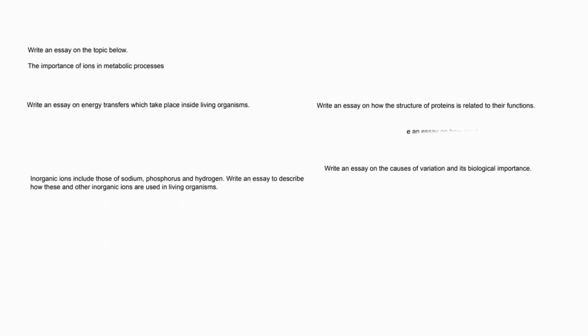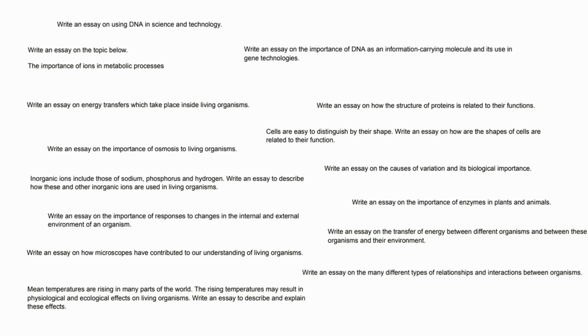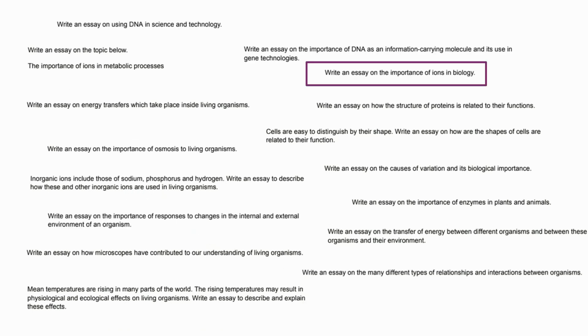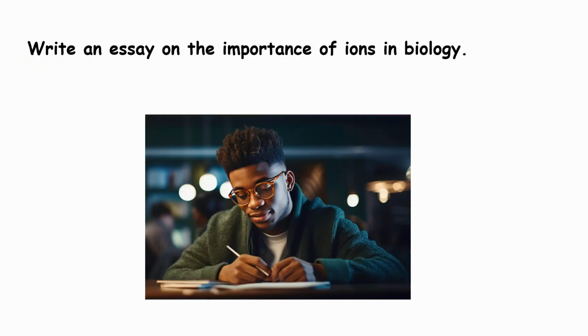Now, there are lots and lots of different essay titles you can get in AQA. You get the choice of 2 at the end of the paper 3. And today, I'm going to write an essay on the importance of ions in biology. But this style of essay has come up in lots of different forms. For example, another one over here, the importance of ions in metabolic processes. You just need to adapt it a little. And if you follow this, you'll be able to do any essay on ions.